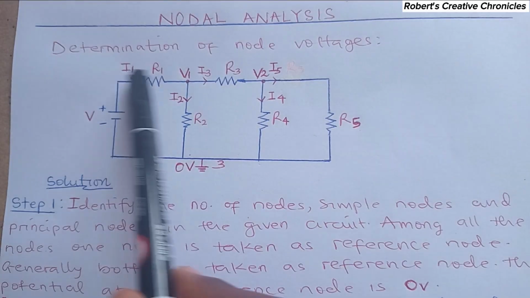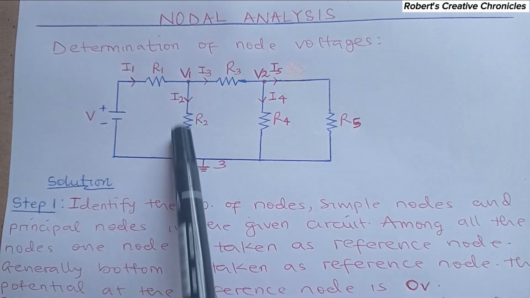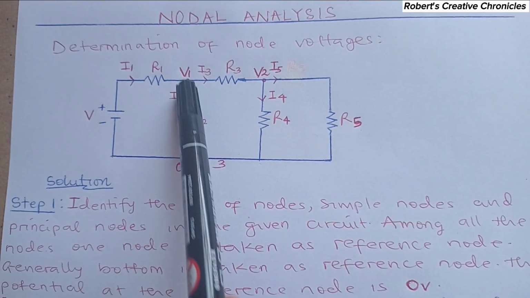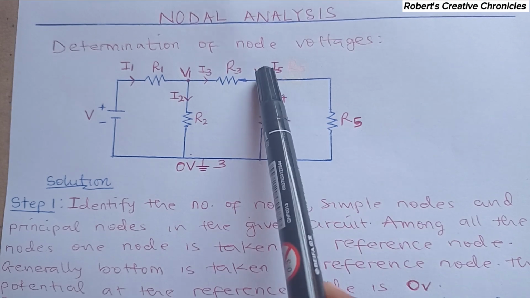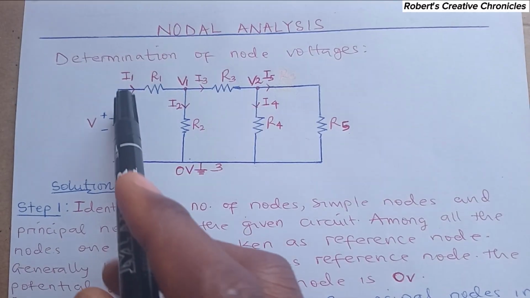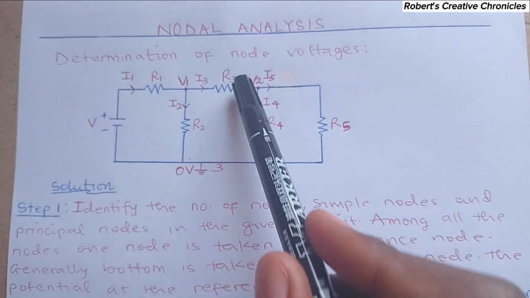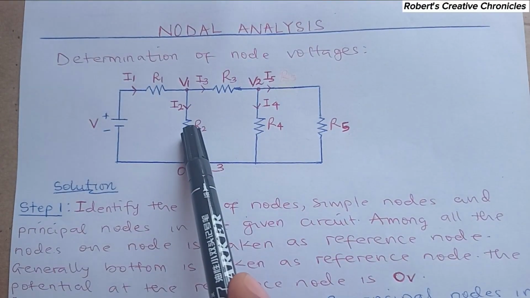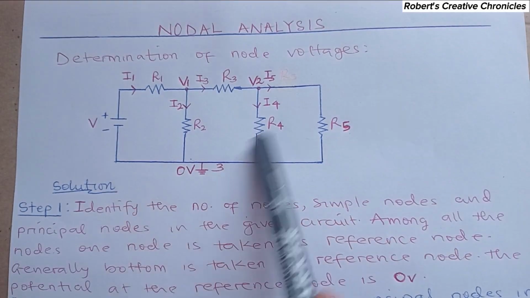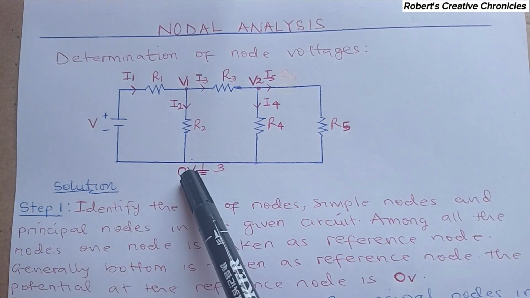So this is our I1. Here we'll take it as our I2. And here I3, here I4, here I5. You can actually take here as your R2 and here as your R3. Then this current here will be I3 and here will be I2. So you still get the same answer when solving the exercise.